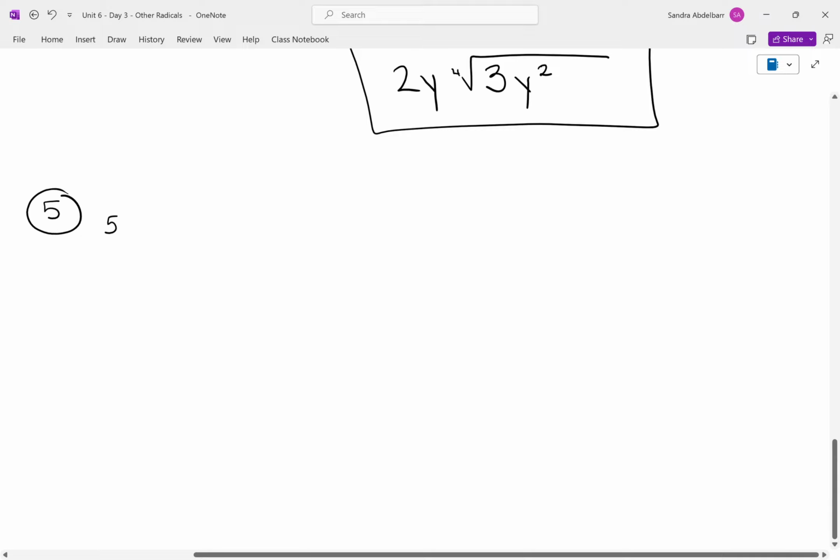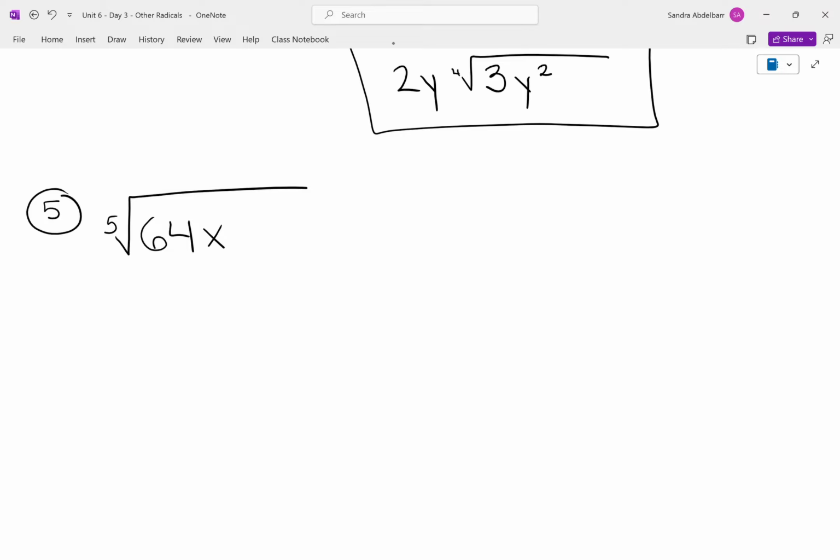Okay, you all try this one. The 5th root of 64 x to the 2nd z to the 11th. So now we're looking for groups of what? 5. Yep, looking for groups of 5.